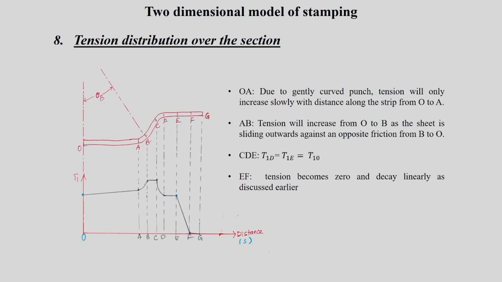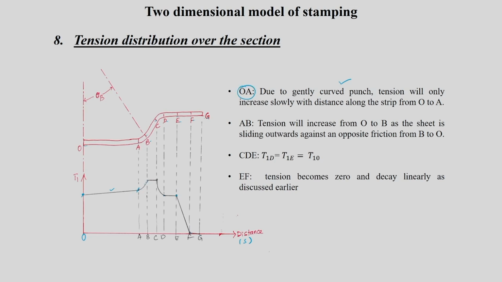Okay. So now there will be some slight increase in tension, because we are going to choose a gently curved punch. The punch is not curved significantly, it's a gently curved punch, and tension is going to increase gradually between this point and this point. That's why I have shown the gradual increase between O and A.